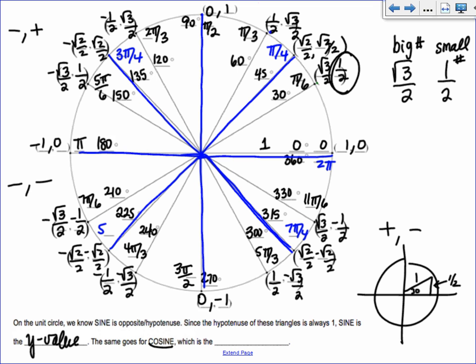And the same goes for cosine. Okay, so cosine is adjacent over hypotenuse. So adjacent over hypotenuse would just be the x value then. So I want you to write this somewhere, x comma y. X is cosine, y is sine. It's alphabetical order for each one. X, y, cosine, sine. Okay?